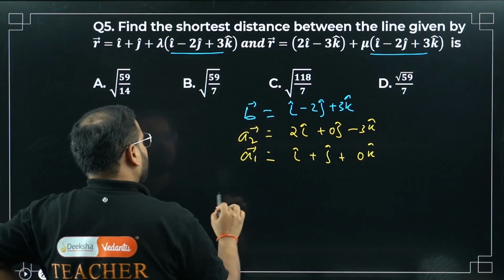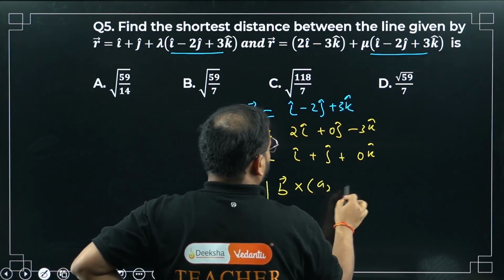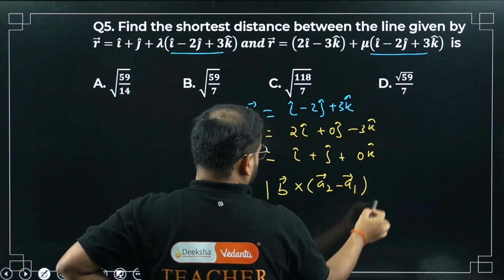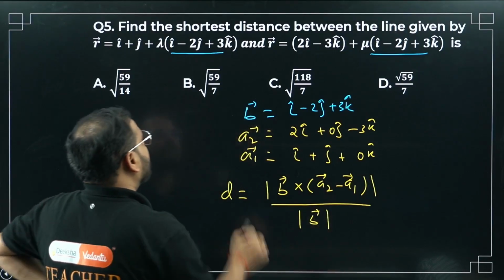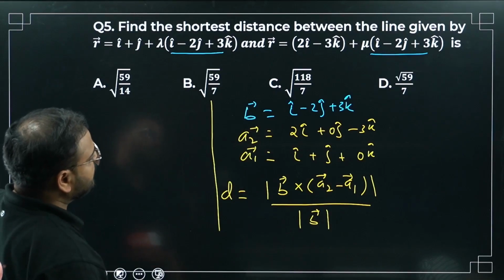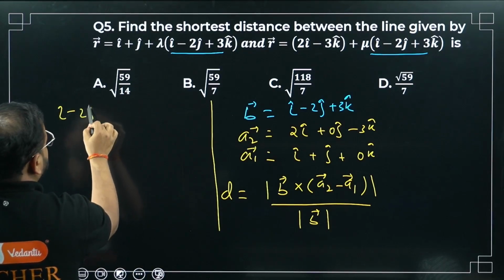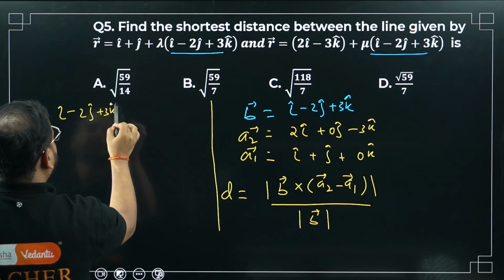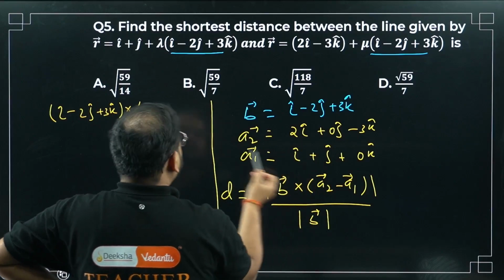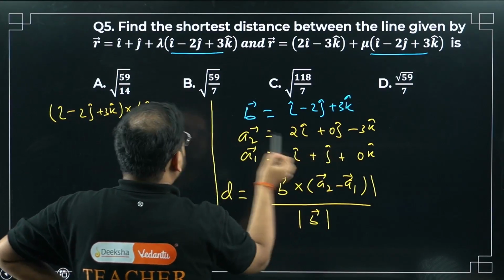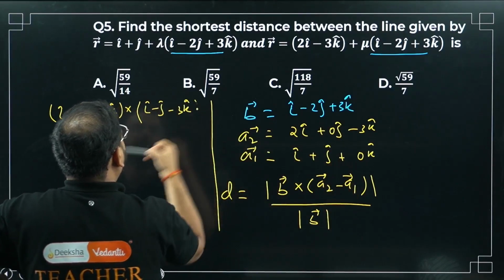What's the formula for distance? Given as mod of vector b cross a2 minus a1 vector, divided by mod of vector b. Okay, substitute over here. Please check what I'm getting, sir. I minus 2j plus 3k, this whole thing cross with what? Cross with a2 minus a1. 2 minus 1, so simply i. 0 minus j, so simply minus j. And minus 3k minus 0, so simply minus 3k.